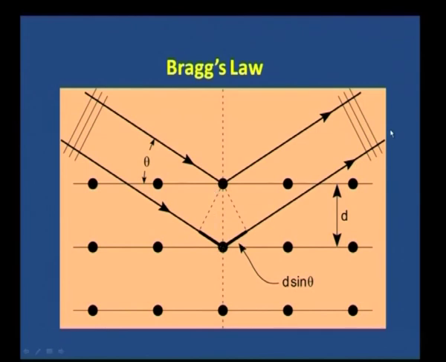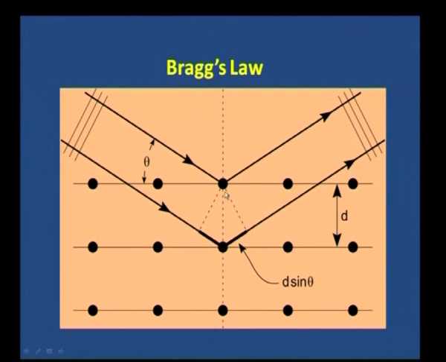So, the angle of incidence is equal to the angle of reflection, and this theta is called the grazing incidence. The grazing incidence is the angle between the incident ray and the plane which contains the atoms. If this is theta, then, because this is a right angle of 90 degrees, this will be 90 minus theta, and then this should be equal to theta.